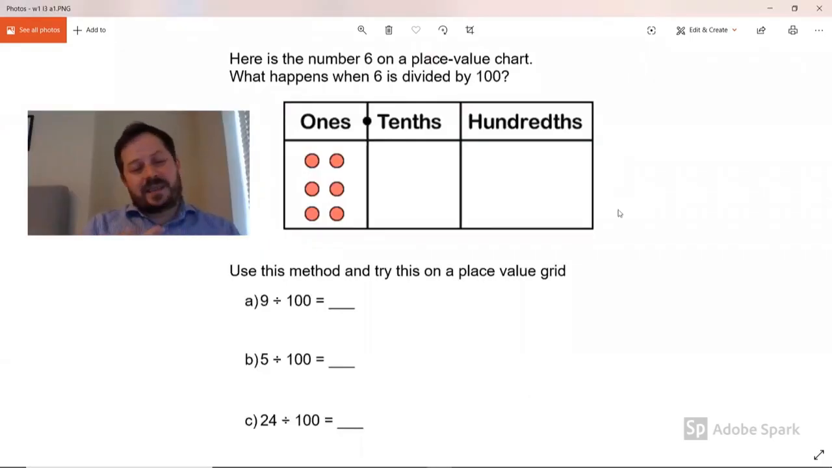So let's see if that works. I've got a couple of questions for us here. You can have a go first, pause in a minute, and then we'll run through it and we'll see if there's anything we need to pay attention to or anything that we need to be aware of.